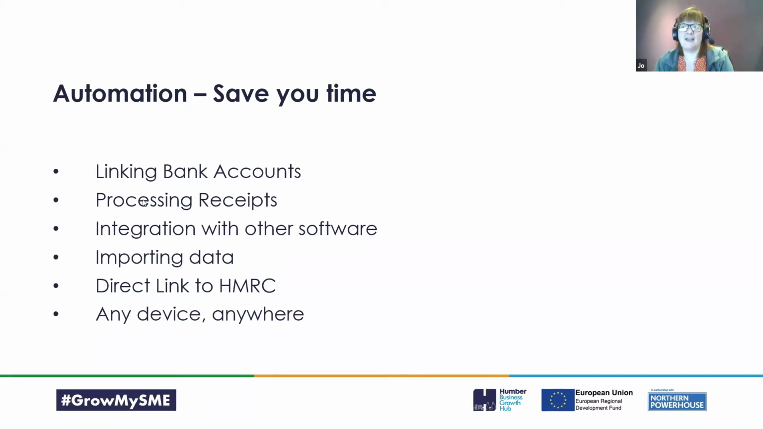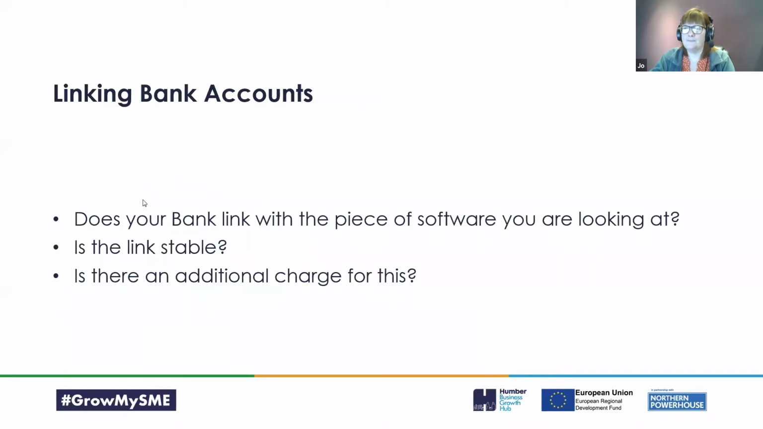Software that has a direct link to HMRC will save you from coming out of one system and going into another, so that will save you time. And having the opportunity for it to be on any device anywhere will also save you time, because you're not then having to say to somebody back in the office, can you just have a look on the system for this X, Y, and Z? You've got it with you at all times. So these are all ways that it can save you time.